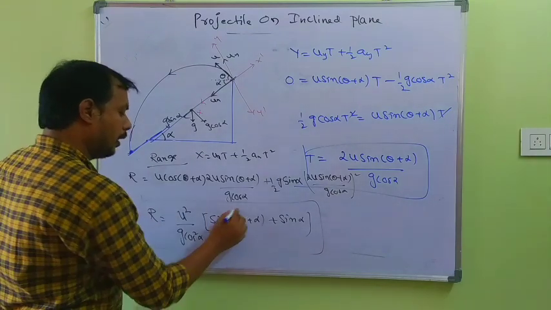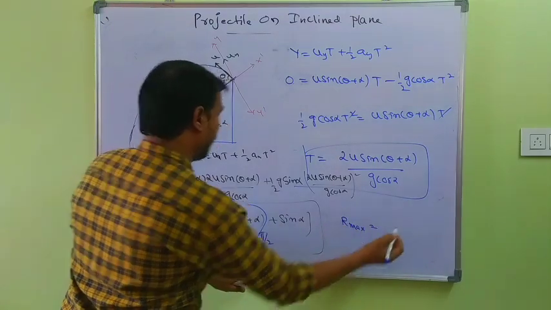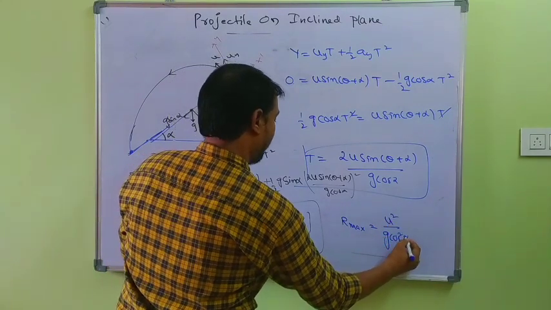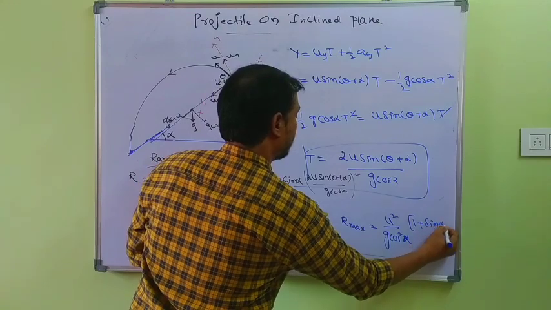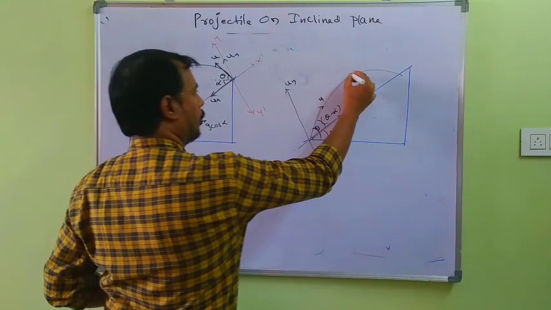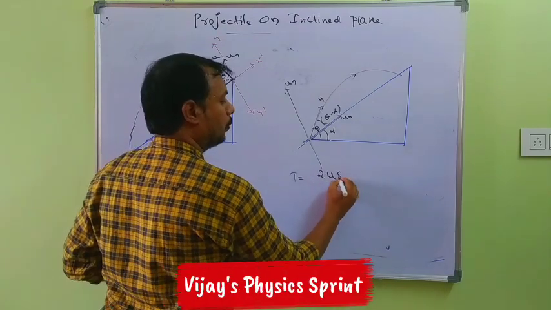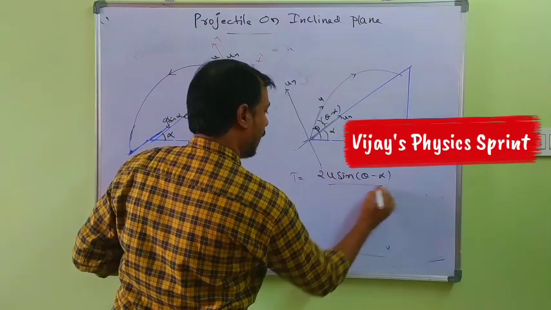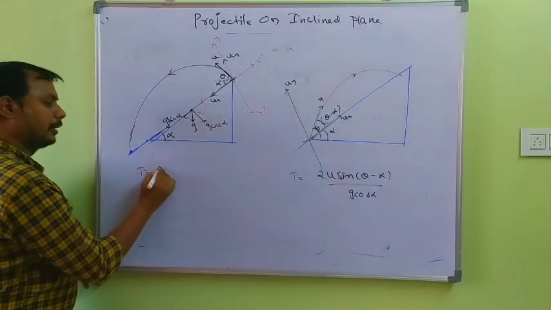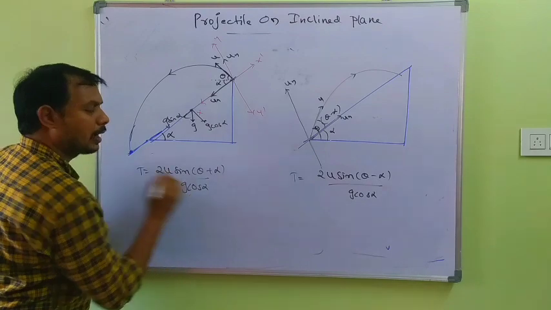If 2 theta plus alpha is pi by 2, then we get the maximum range: R max is equal to u square by g cos square alpha into 1 plus sin alpha. This is for maximum range. About these two concepts: when the projectile is moving up on an inclined surface, the time of flight is 2u sin (theta minus alpha) by g cos alpha. When it is moving down, the time of flight is 2u sin (theta plus alpha) by g cos alpha.